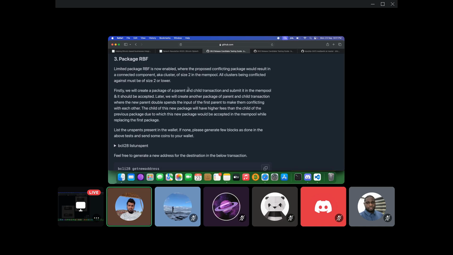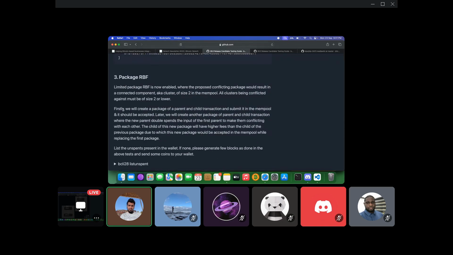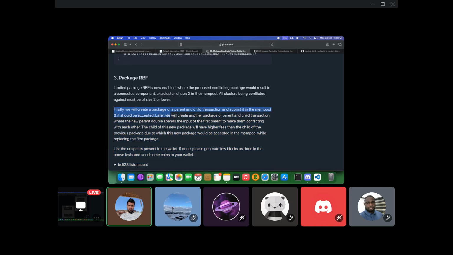How do we understand this? We understand this by going through this process. It's pretty straightforward. Firstly, we will create a package of a parent and a child transaction and submit it in the mempool, and it should be accepted. So the first thing we do to test this is we create a package. We create a parent and a child, and we submit it to the mempool.